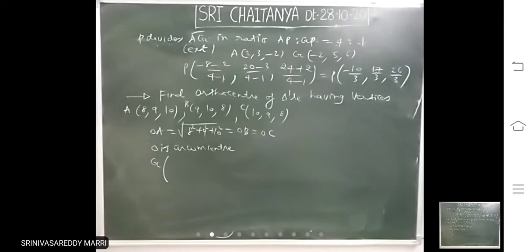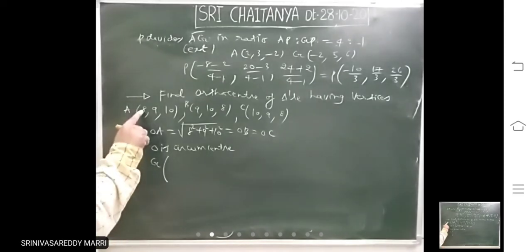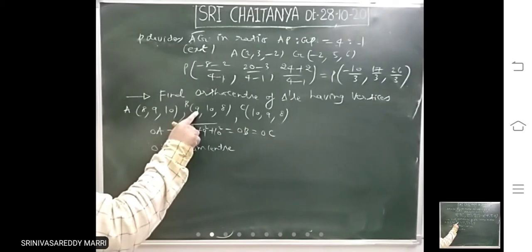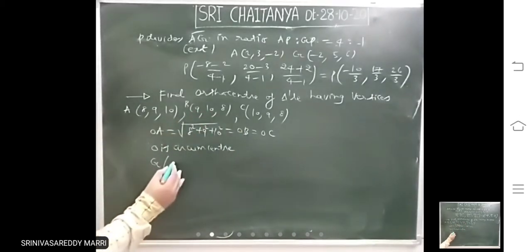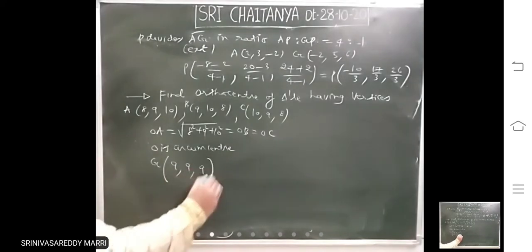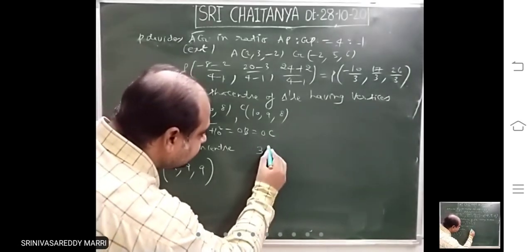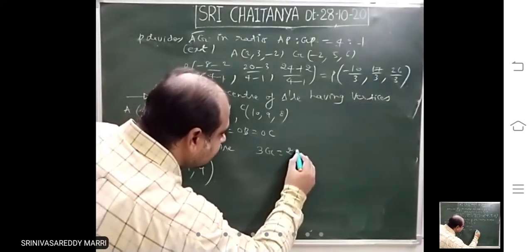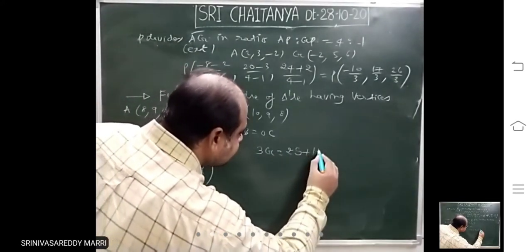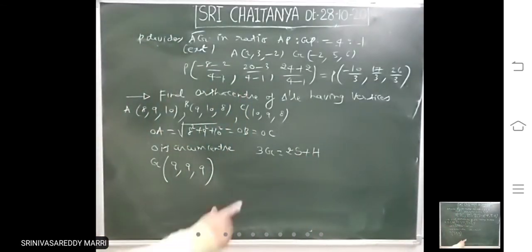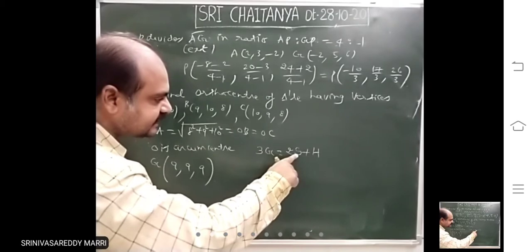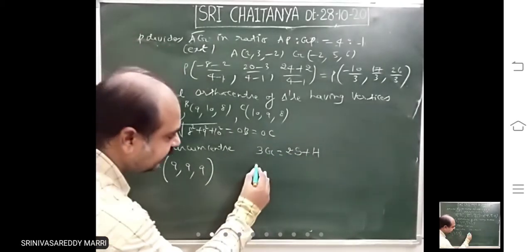Centroid can be easily found out. 8 plus 9 is 17, plus 10 is 27, divided by 3 is 9, so centroid is 9, 9, 9. So what is the formula? If you know circumcenter and centroid, the formula is 3G equals 2S plus H, where G is centroid, S is circumcenter, and H is orthocenter.